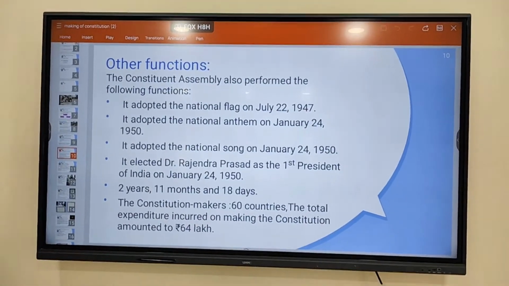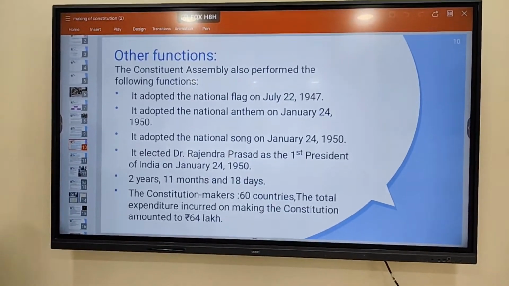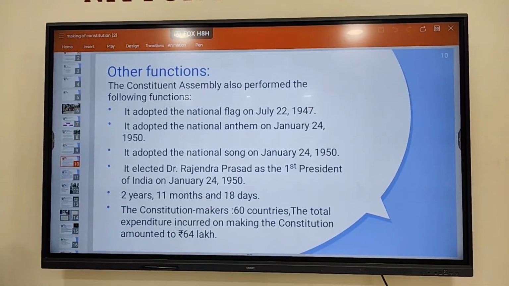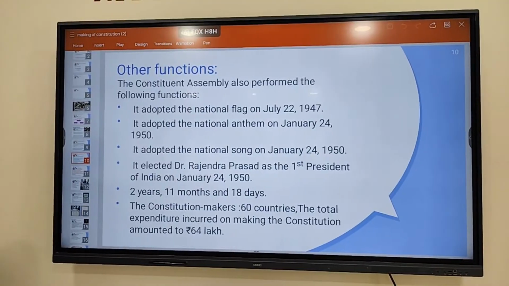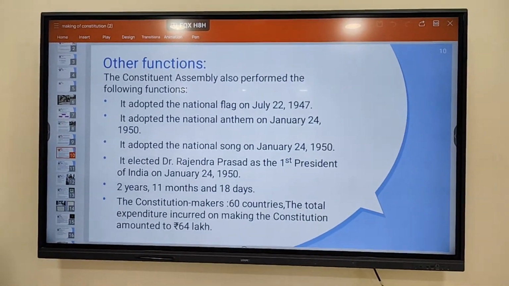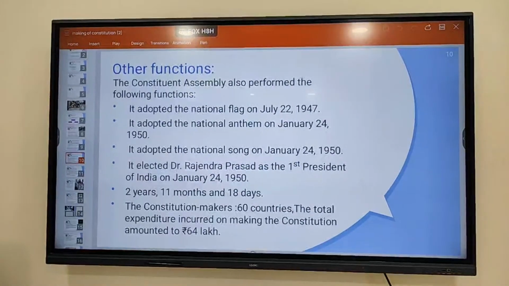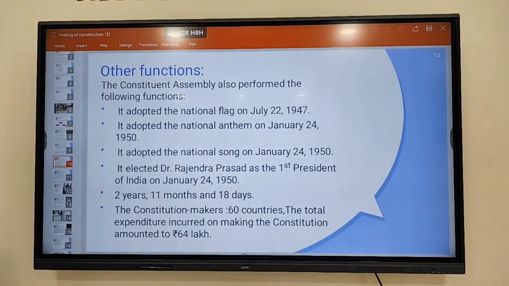From which constitution have we borrowed it? Germany. Have you written that notes? Have I sent you that? Or else tell me, have I sent you that image or not? At least in a group. If not, I will send you. Just remind me.